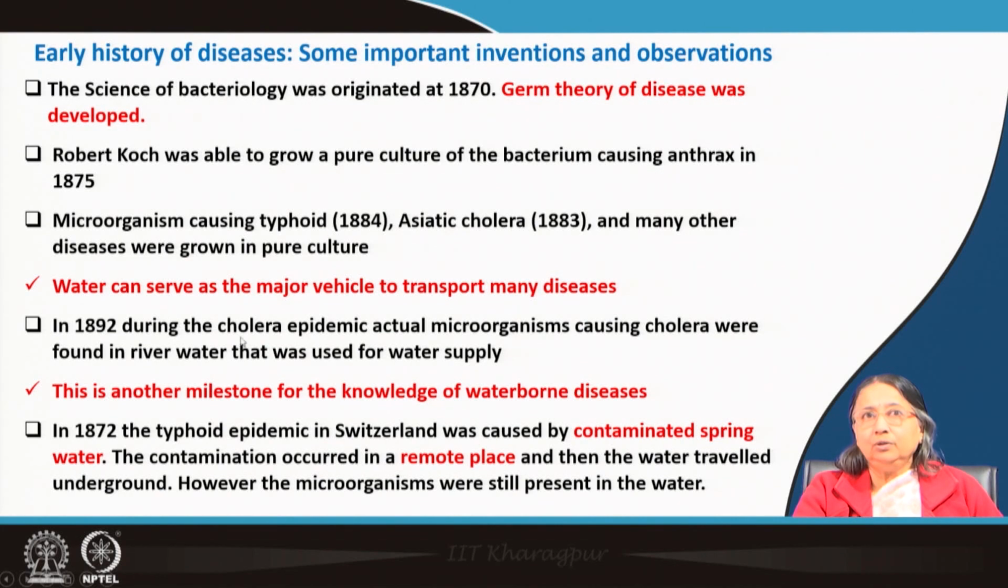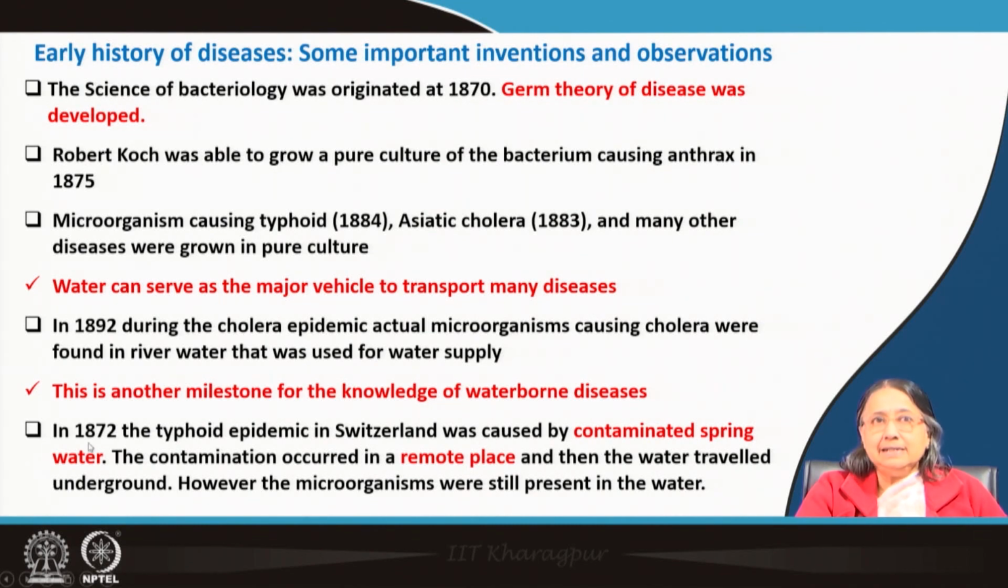This is another thing that was observed. In 1892, during the cholera epidemic, the actual microorganisms causing cholera were found in the river water. So, there was an epidemic and the actual microorganism was found in the river water that was used for the water supply. So, it had come to the water supply. Okay. This is another milestone for the knowledge of waterborne diseases. So, slowly you see how it is developing.